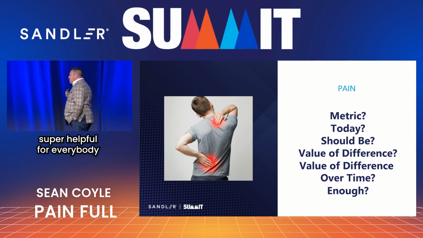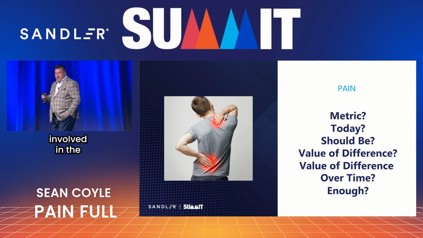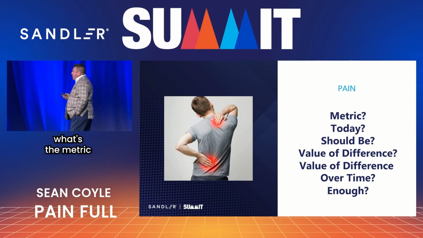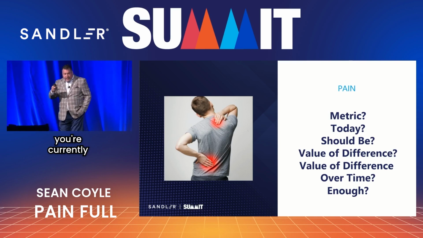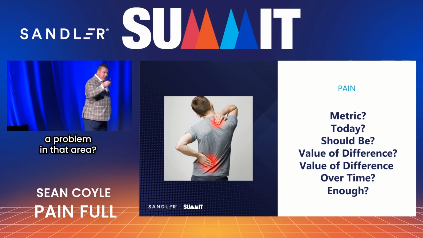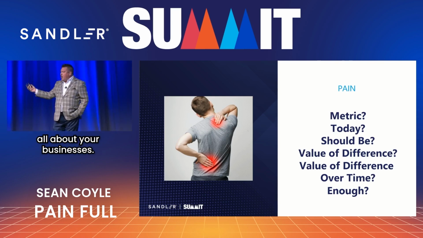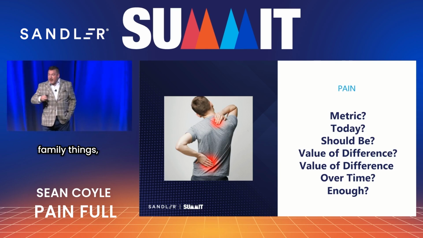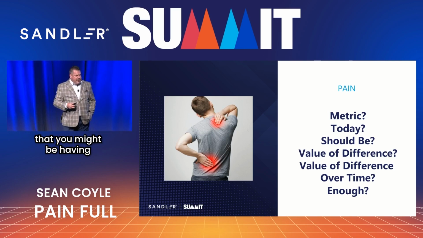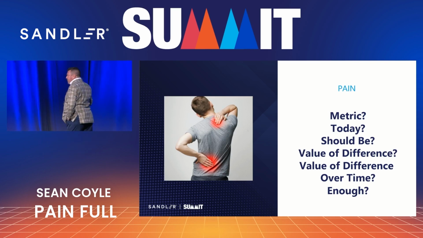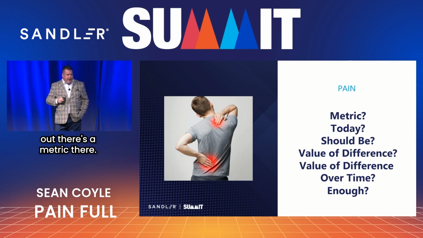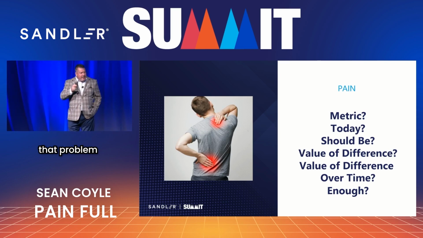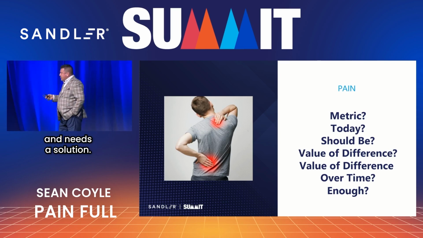Right? One of the things that I found to be super helpful for everybody involved in the conversation when we're actually talking about the real pain is my first question is to say, what's the metric you're currently using to identify that you have a problem in that area? And I want you to think all about your businesses, think about maybe personal things, family things, and think about a problem that you might be having, that you're looking or seeking a solution for. I bet you can figure out there's a metric there. There's some measurement that you're using that's helping you identify that problem actually exists and needs a solution.